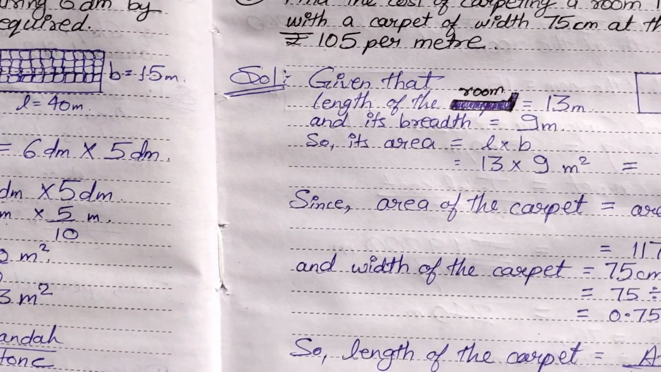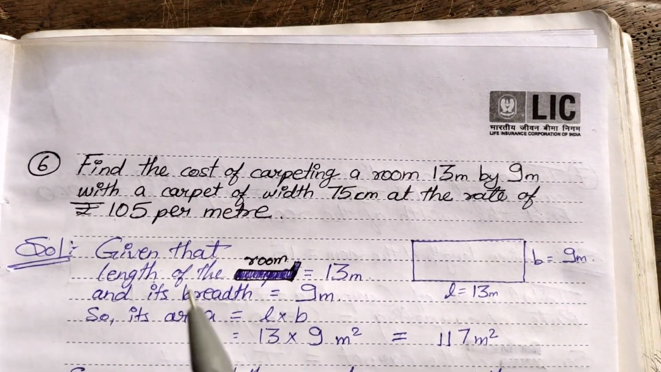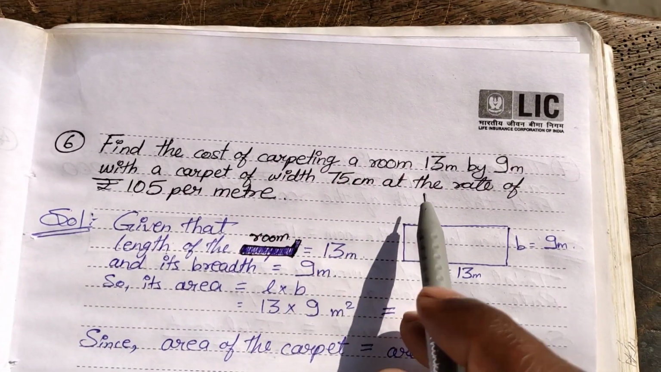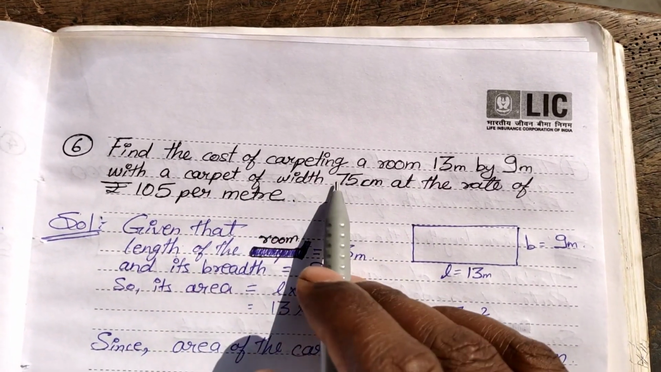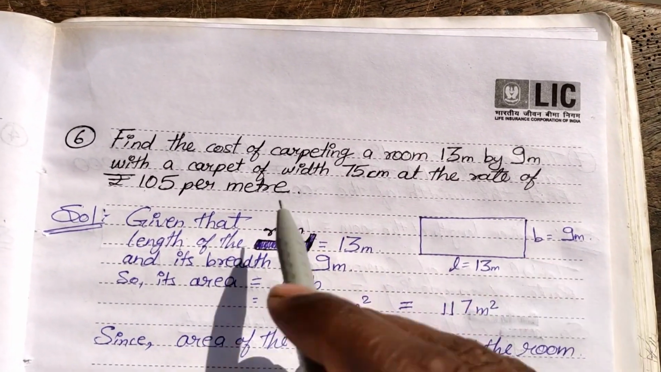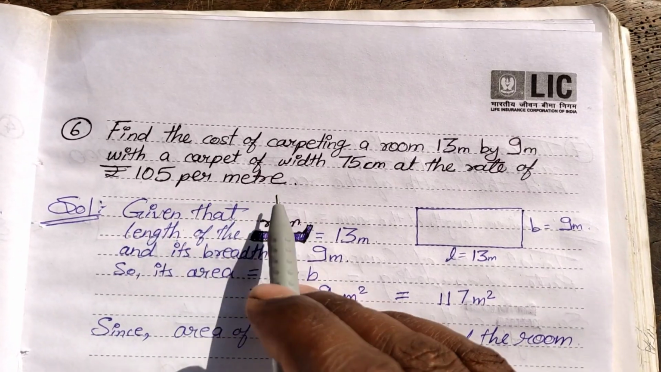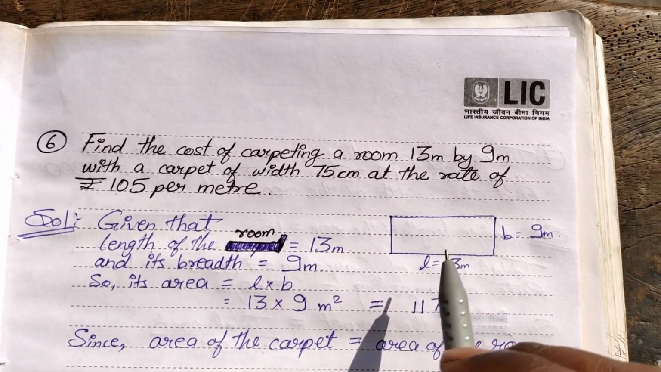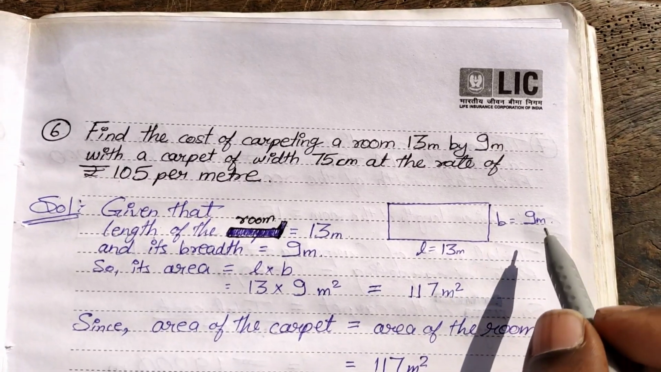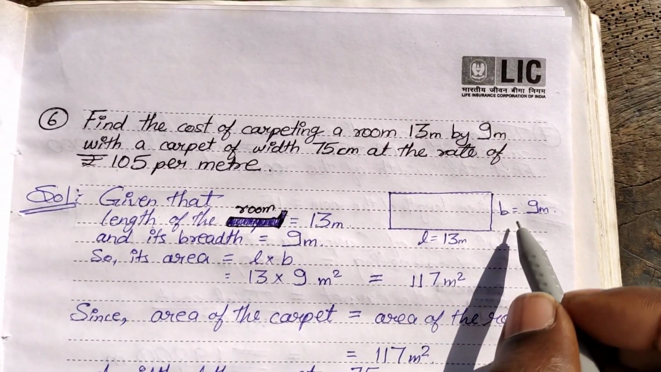Now moving on, next question number 6. Find the cost of carpeting a room 13 meter by 9 meter with a carpet of width 75 centimeter at the rate of rupees 105 per meter. Now see here in the figure, the length of the room is 13 meter and breadth is 9 meter.